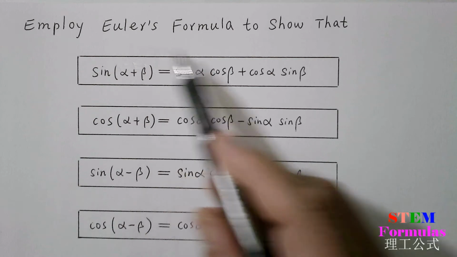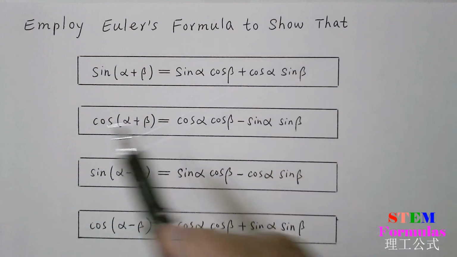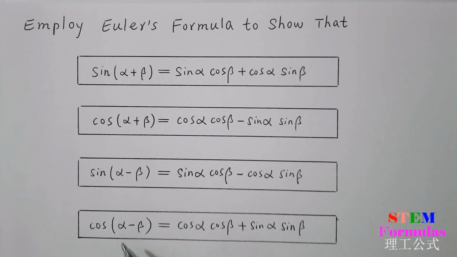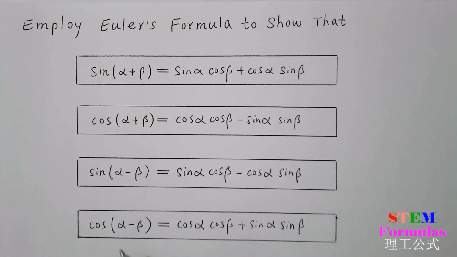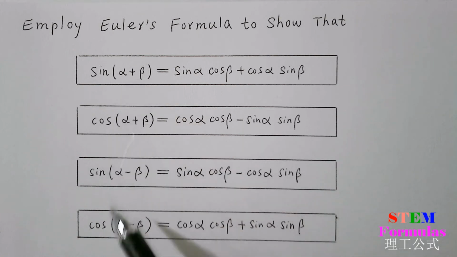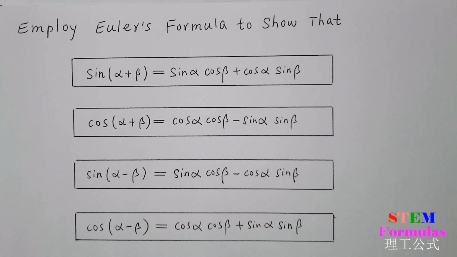Employ Euler's formula to show the following four trigonometric identities, that is, sine or cosine of the sum or difference of two angles. Proof.